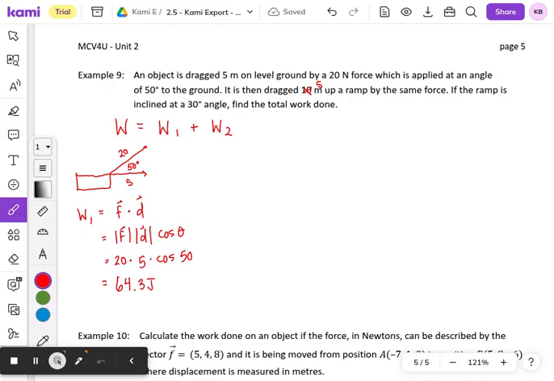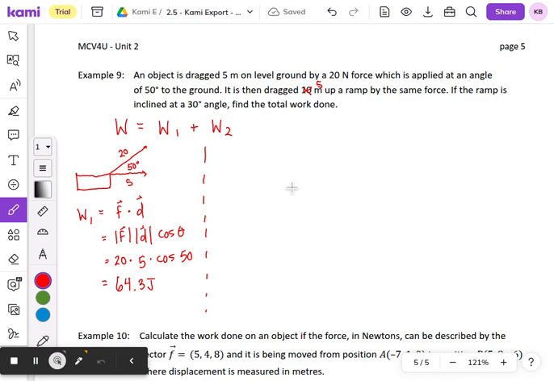Okay, so what you should find after you plug all that in and do your calculations, okay, I'm using a force of 20 newtons along 5 meters at an angle of 50 degrees. So you'll find that my work done is 64.3 joules. Okay.